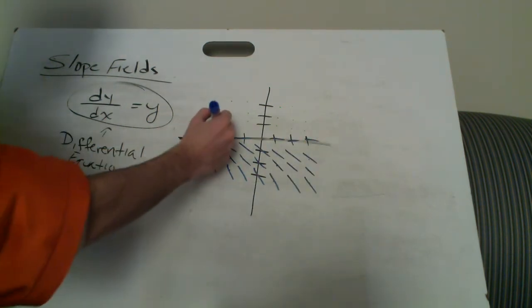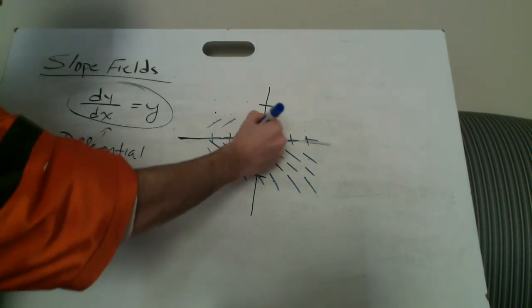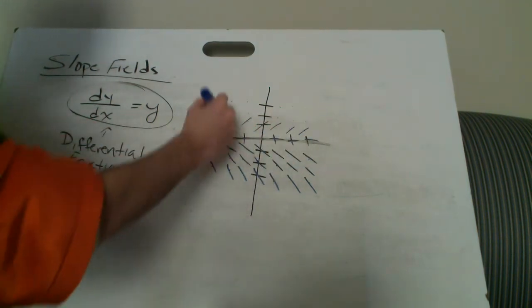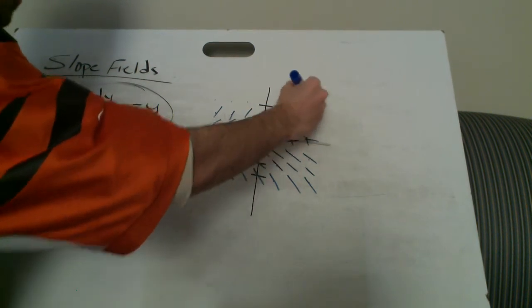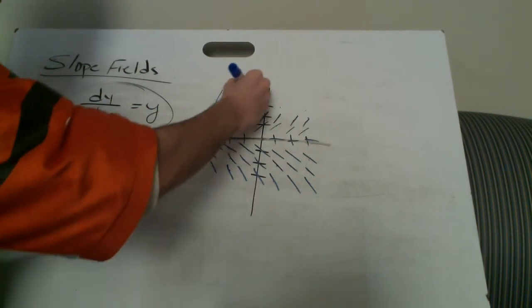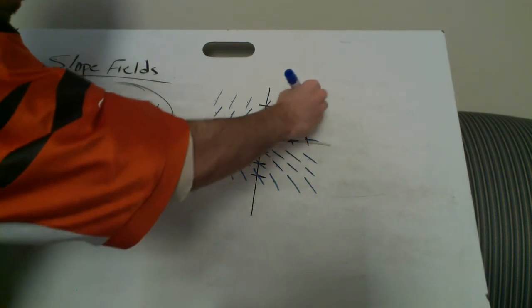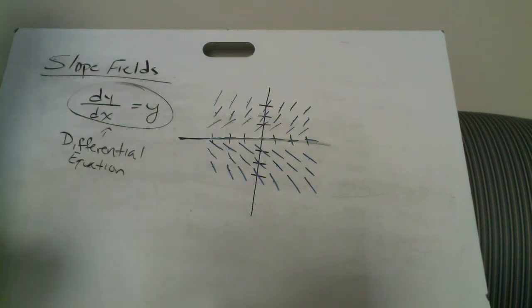Once we move up, we get y is equal to 1 as our slope. We get y is equal to 2 as our slope. And we get y is equal to 3 as our slope. Great. And so now comes the time where we'll pick a place to start and then sketch what our curve should look like.